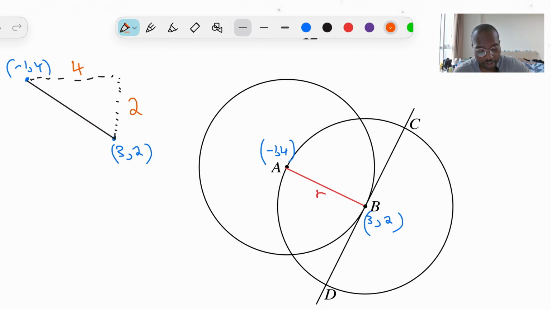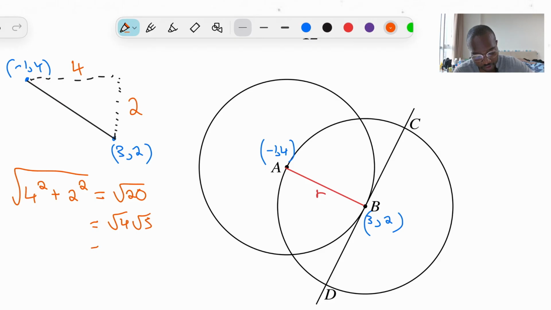Therefore, Pythagoras' theorem would be 4 squared plus 2 squared, all square rooted, which would give me the square root of 20, which is the square root of 4 times the square root of 5, which gives me 2 root 5. So we know that 2 root 5 is the radius, but we can also leave that as root 20. The key thing is we know that the radius is 2 root 5.